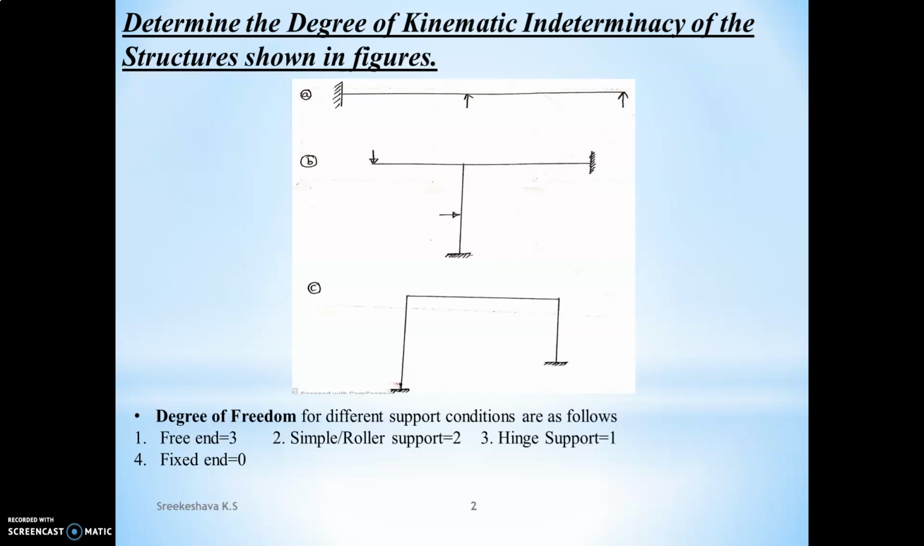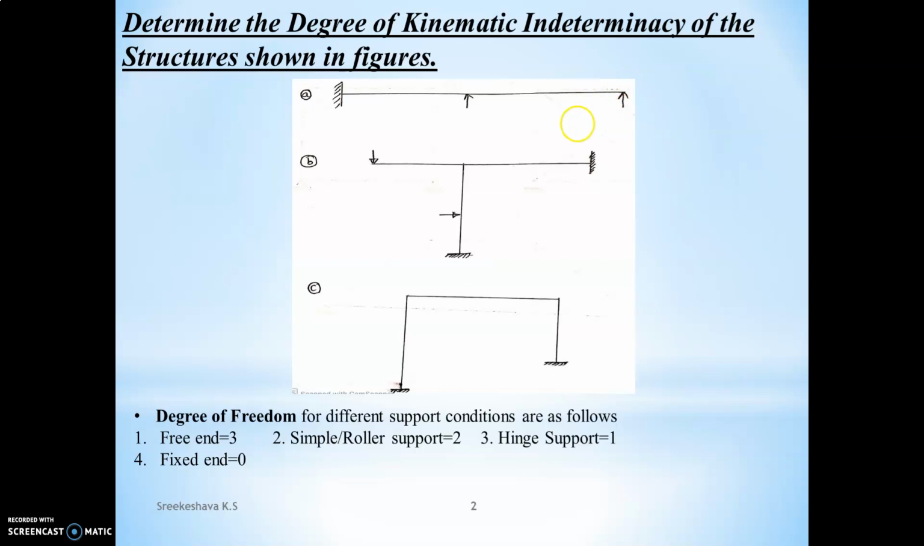But if you come to a fixed end, what happens? Fixed end is rigid, because at a fixed end we are having three reactions: vertical, horizontal, as well as moment. Hence, it prevents all three kinds of displacement. Hence, at a fixed end, the degree of freedom is 0. Depending on these degrees of freedom, we have to count at each joint. The sum of displacements will give the kinematic indeterminacy of the structure.